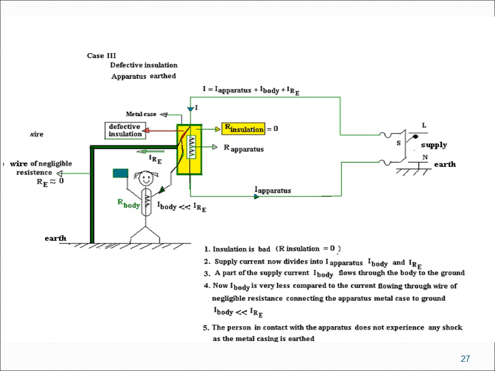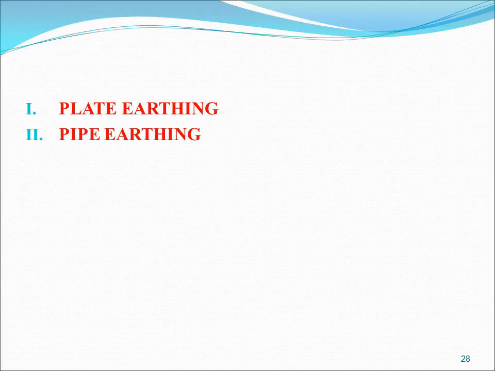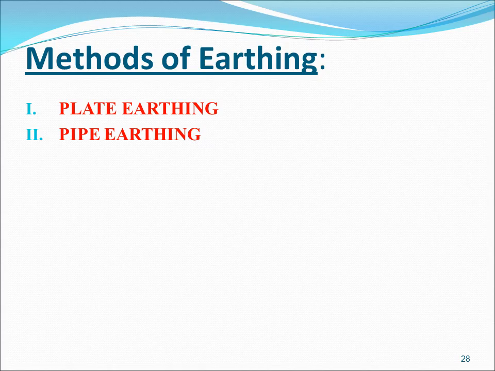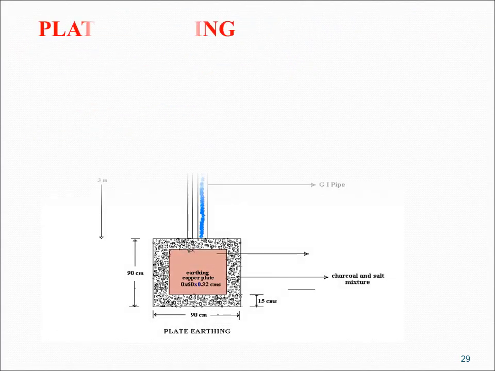Earthing means the resistance of the earth is made close to ground potential, or 0, so that the person will not get any shock. The apparatus will also be in a safe condition. There are two types of earthing: plate earthing and pipe earthing. So, the methods of earthing are plate and pipe earthing.